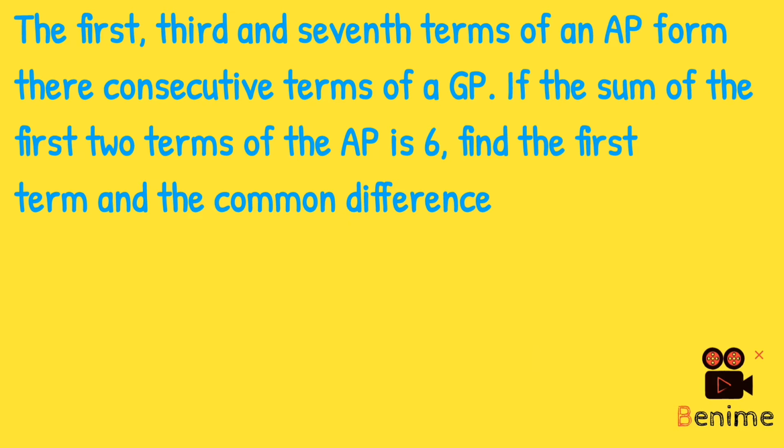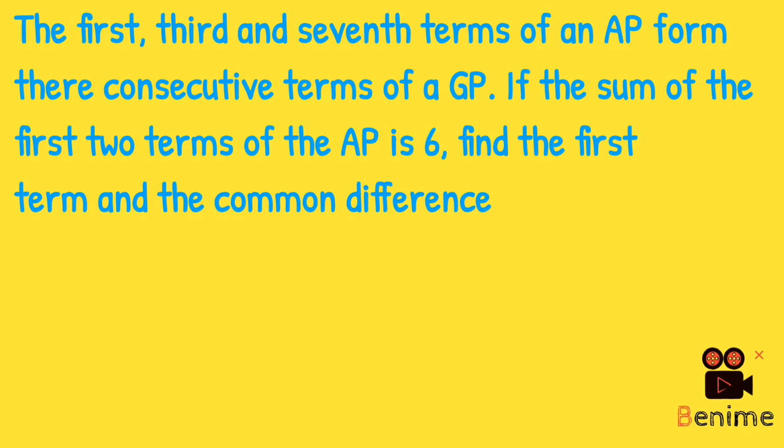Giving just that information, and they said that the sum of the first two terms of the AP is 6, we're asked to find the first term and the common difference. Now this first term, no need for question on this, is the first term of the AP. It's also going to be the first term of the GP, because the first term of the AP coincides with the first term of the GP. So when you say first term, it can be either the AP or the GP.